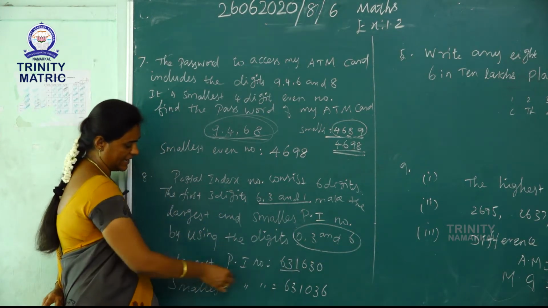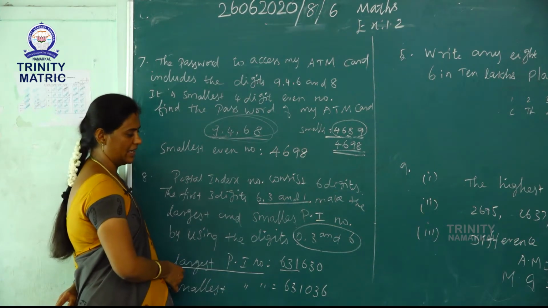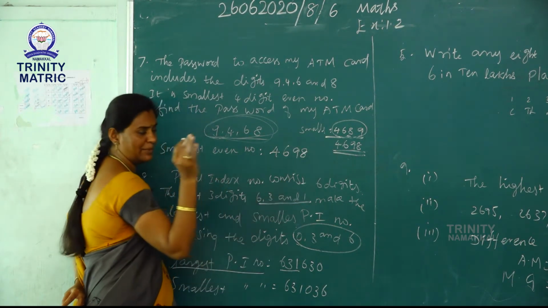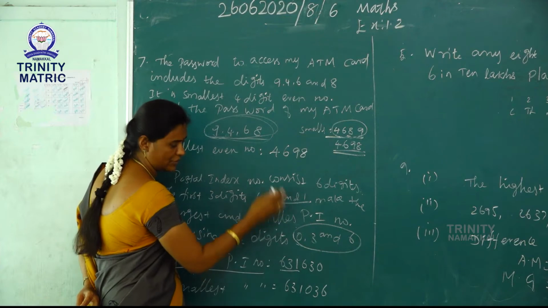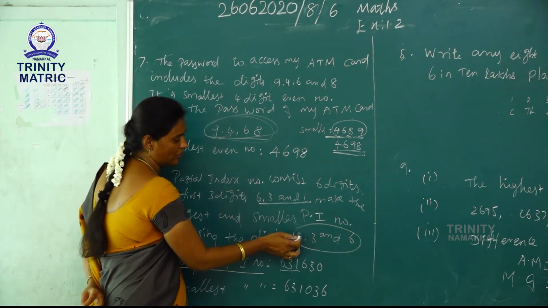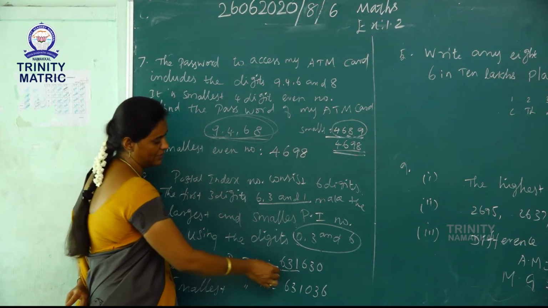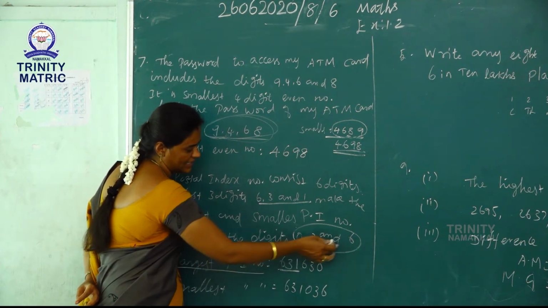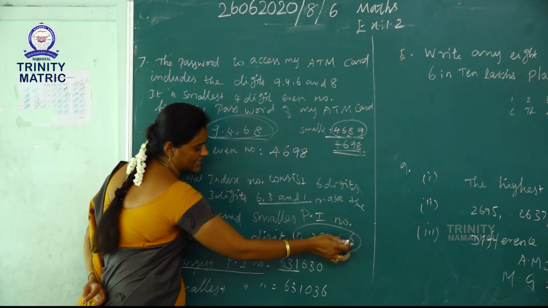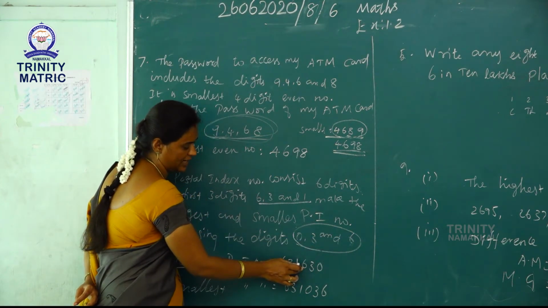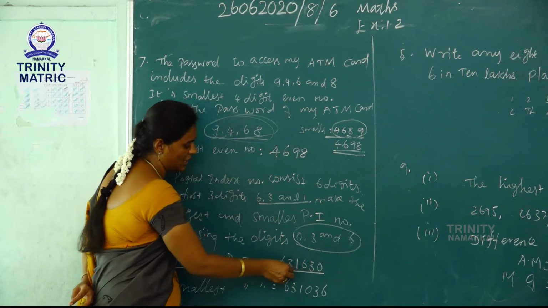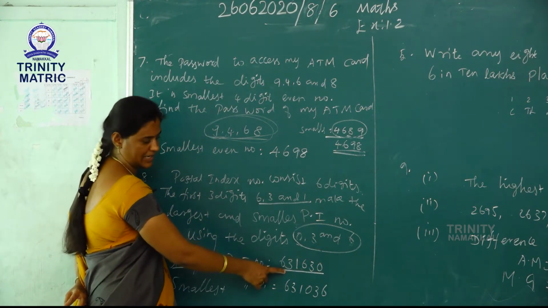First we find the largest postal index number. The first 3-digit number we cannot change, so 631 you write as it is. Now the remaining 3 digits, 0, 3, 6, we have to form the largest number. Here 6 is the greatest number, so you write it first. Then after 6, 3, then 0. This is the largest postal index number.